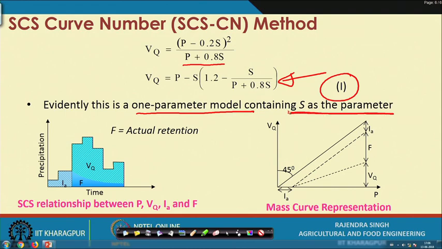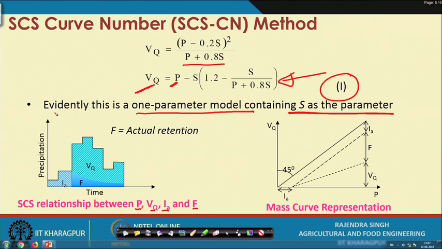The potential maximum retention is the only parameter in the model, because P is the input for which we want to find out the V q, or volume of surface runoff. So S is the only parameter which needs to be determined, and this SCS relationship can also be expressed graphically in this form, that is the relationship between P, V q, I A and F. These are the four terms which are here.